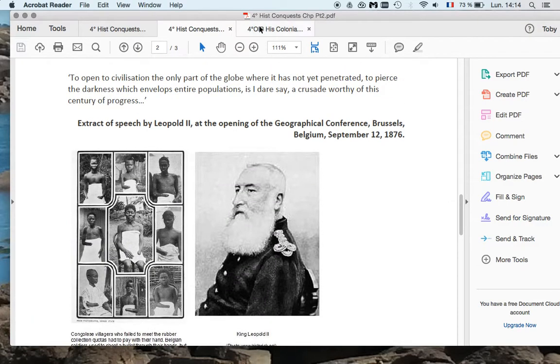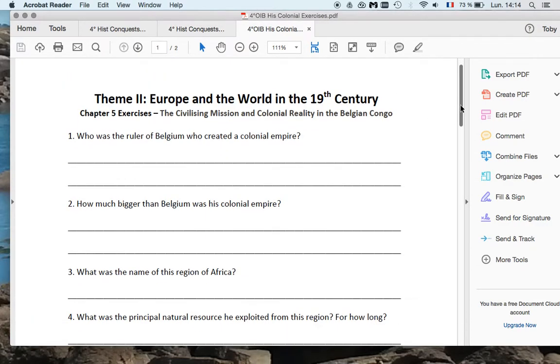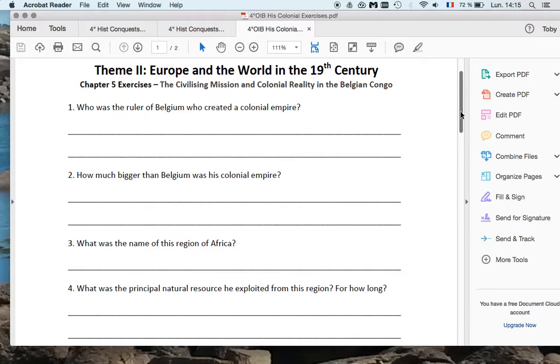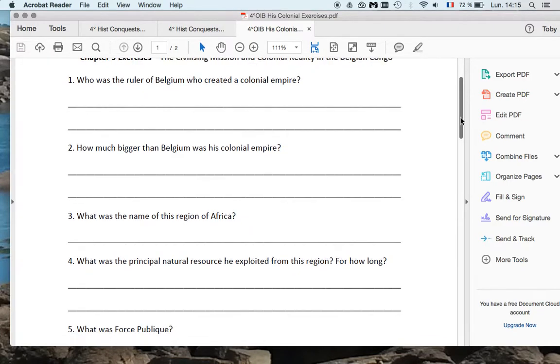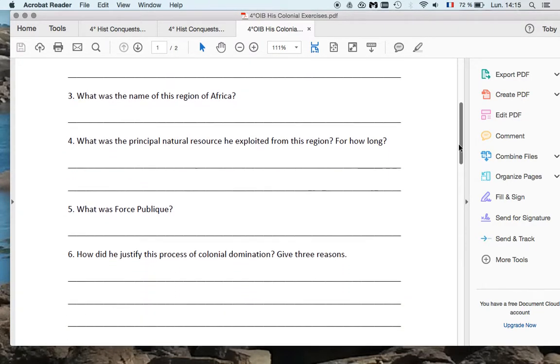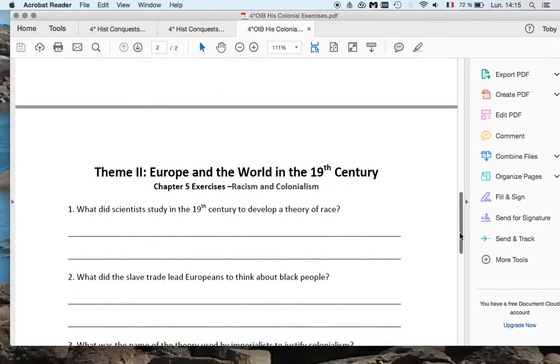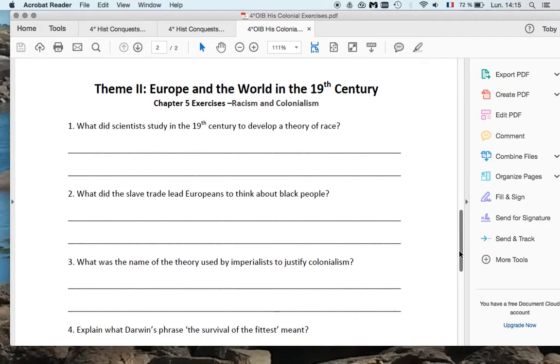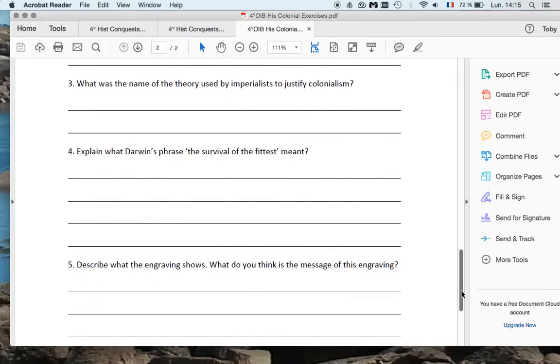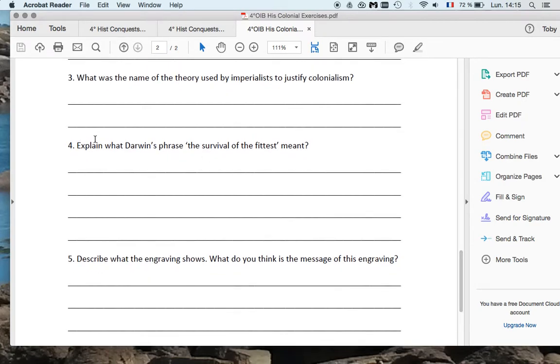So what I want you to do is to work through each of these questions on the two worksheets. The first one is about the Belgian Congo. It's fairly straightforward questions. The second one is about racism and colonialism, and they're fairly straightforward apart from the last two. Okay, draw your attention to this. Explain what Darwin's phrase, the survival of the fittest, meant. Explain means you must give reasons.